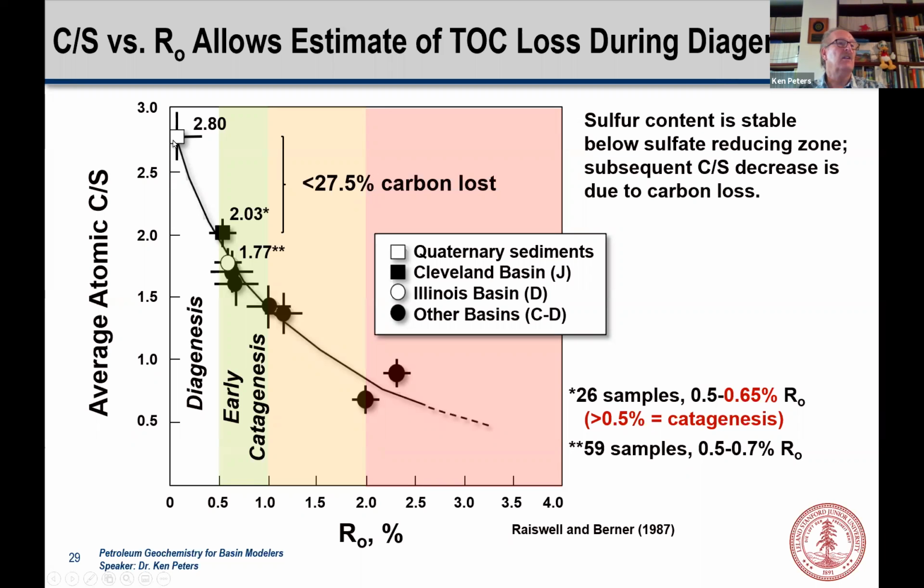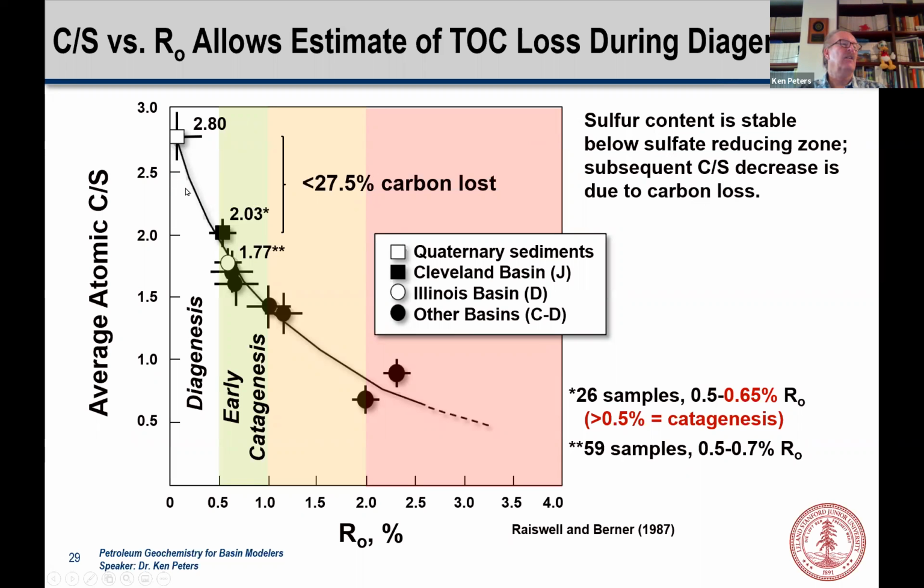And this sample right here is key. These are Quaternary sediments. And for basically the average for most Quaternary sediments, the carbon to sulfur ratio is about 2.8. Now, I'm not going to go into the details here, but basically this carbon to sulfur ratio is stable below the sulfate reducing zone. So any subsequent decrease in the carbon to sulfur ratio is due to carbon loss. If you make that assumption, and that seems to be a pretty good assumption, you can actually make a calculation here: Raiswell and Berner's data, 2.8 to say 2.03. That's going to give you about 27% carbon loss during diagenesis.